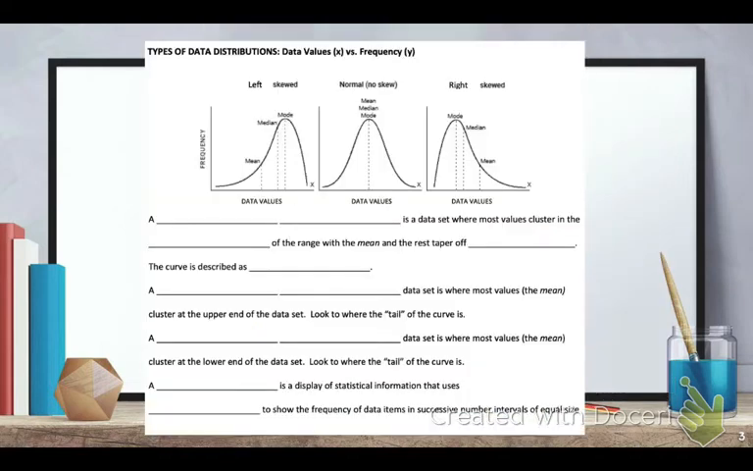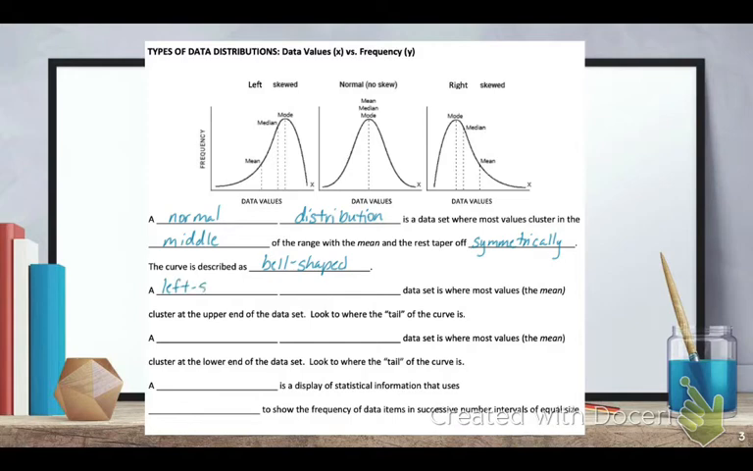Let's get some specific information down about these data displays. A normal distribution is a data set where most of the values cluster in the middle of the range with the mean. And then the rest taper off to the right and to the left, with increasing and decreasing values symmetrically or evenly. The curve is described as bell-shaped. So it rises just in the middle and then it tapers off evenly to the right and to the left, or as the data values increase and decrease.